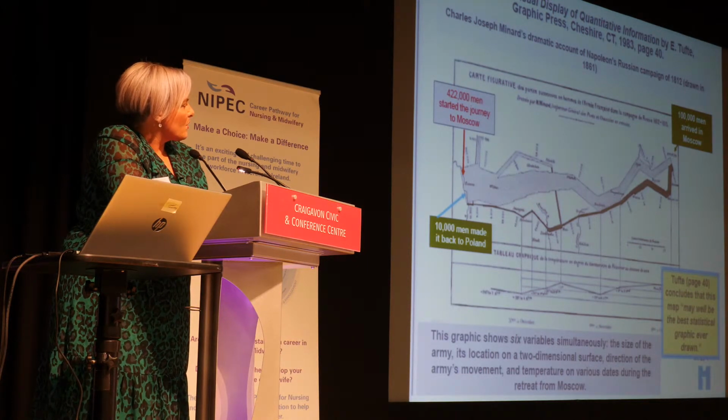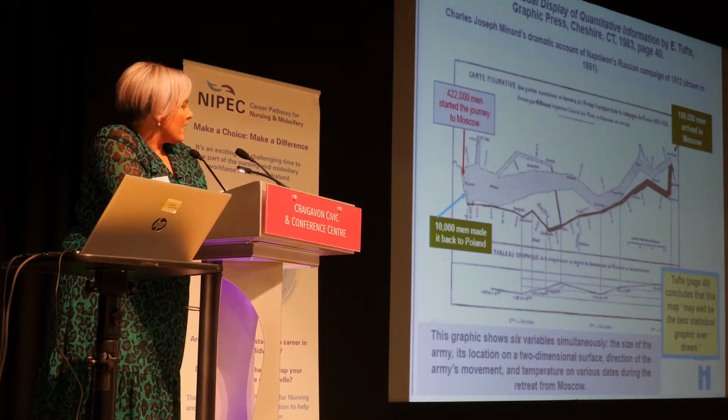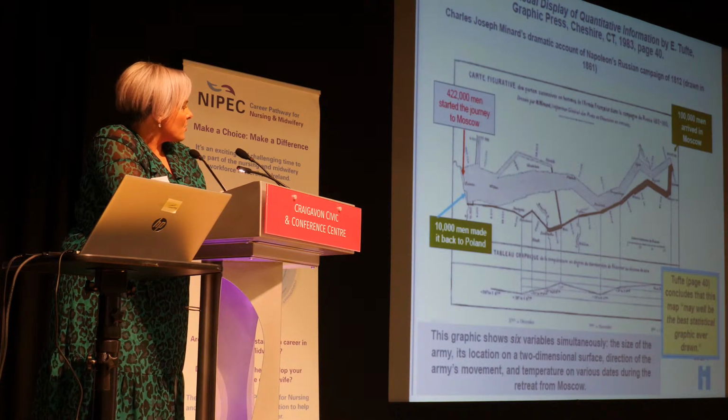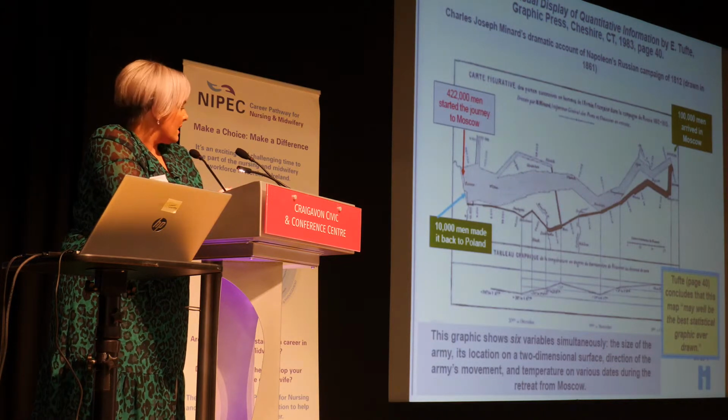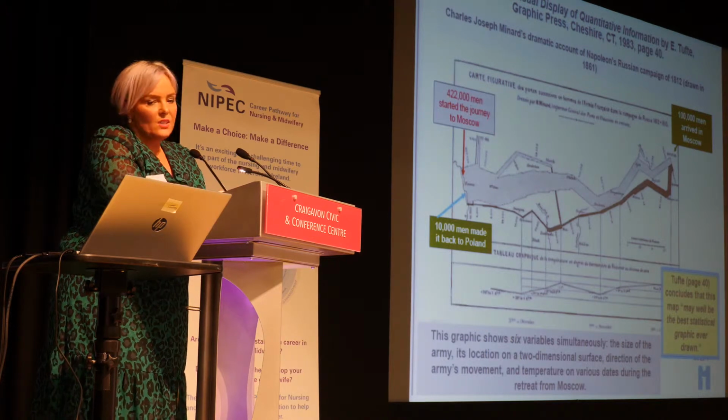So by the time they got to Moscow, there was only 100,000 men there, and they had lost 322,000. The black line shows them actually coming back, but this was during the winter. And so you can see there's a very narrow line depicting that many of them have died. And in fact, when they get back to Poland, there's only 10,000 men there. But Tufte concludes that this is probably the best statistical graphic ever drawn because it shows 6 different variables simultaneously on the graph. So it shows the size of the army, the location, the 2-dimensional surface, the direction of the army's movement, and it also shows the temperature on various dates during the retreat. So by looking at one graph, you can see so much information.